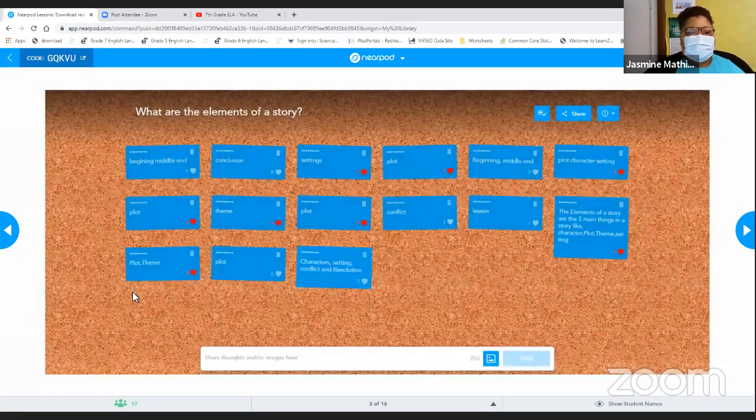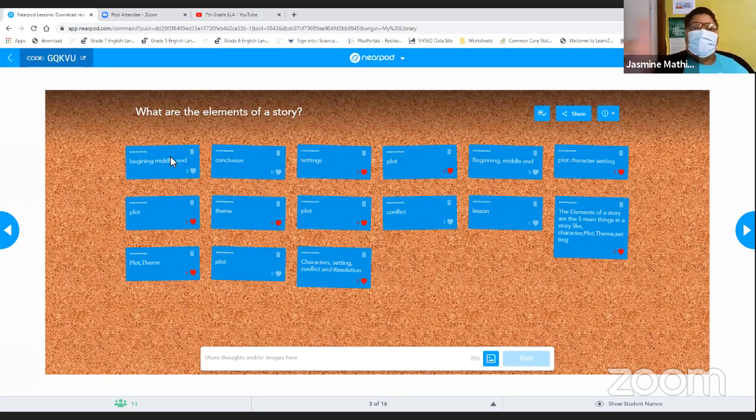So I see some five elements. Is it character, plot, theme, setting? So I see a lot of character, plot, themes, settings, and even beginning, middle, end. Like I can see why we would think that that's an element of a story because all stories definitely have a beginning, middle, and an end. And we do see that in elements of the story when we're looking at plot. So we'll look at plot on Wednesday.